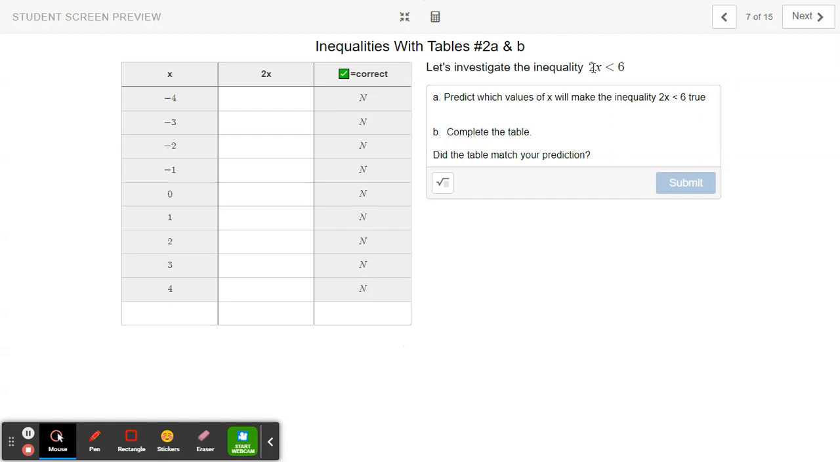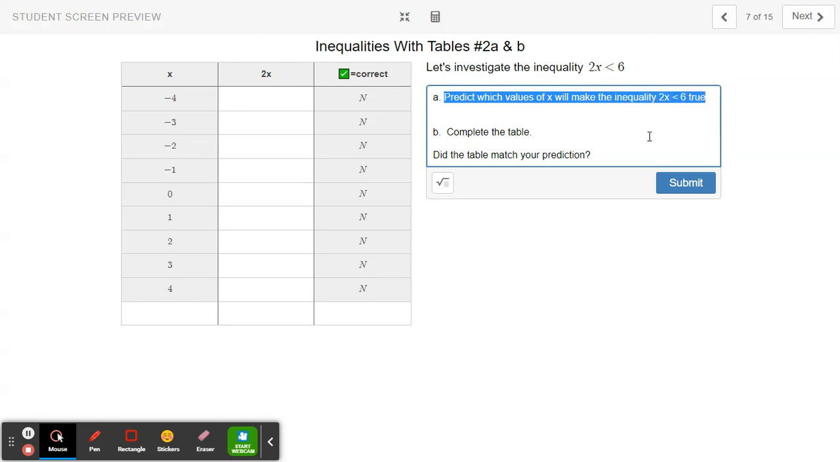Okay, so let's look at this one. 2x is less than 6. So this one says predict which values will make it true. All right, so you predict that there. And then it says complete the table, and then did it match your prediction? So go ahead and type in your prediction.